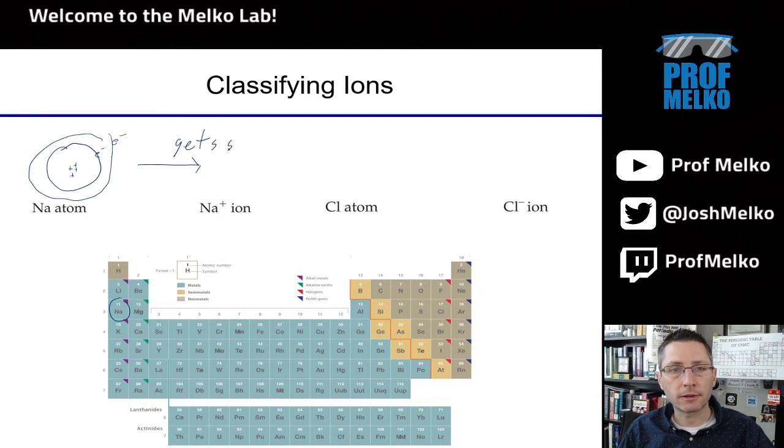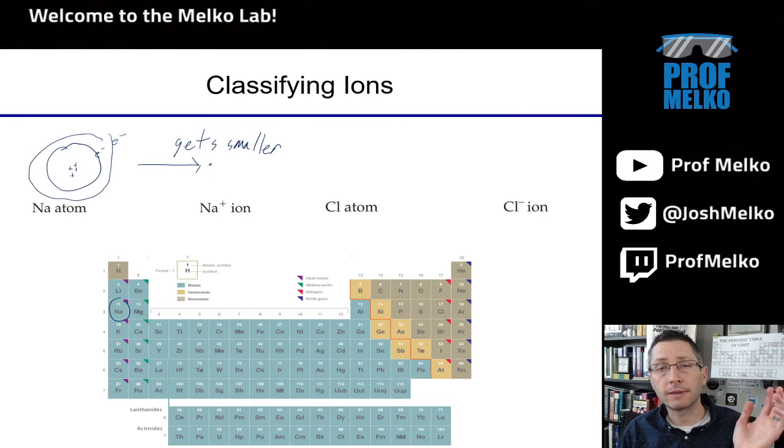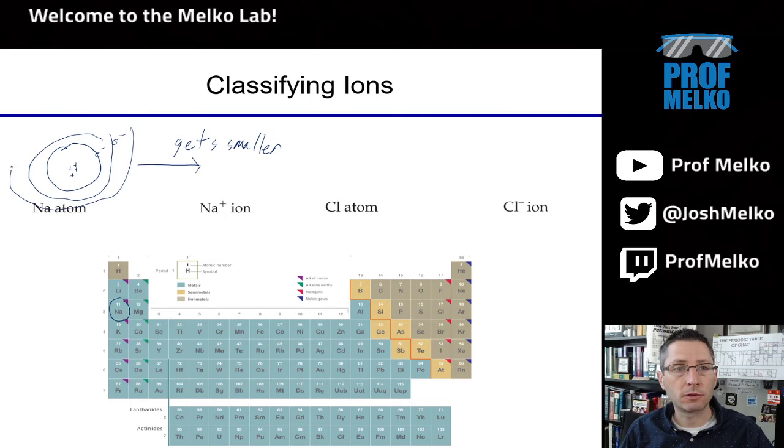The point I want to make on this slide is that when these atoms become positively charged ions, or cations, they get smaller. Why? Because you're removing these outer electrons, and now the atom is smaller. I've removed this ring of electrons, so the size of the atom is now smaller.